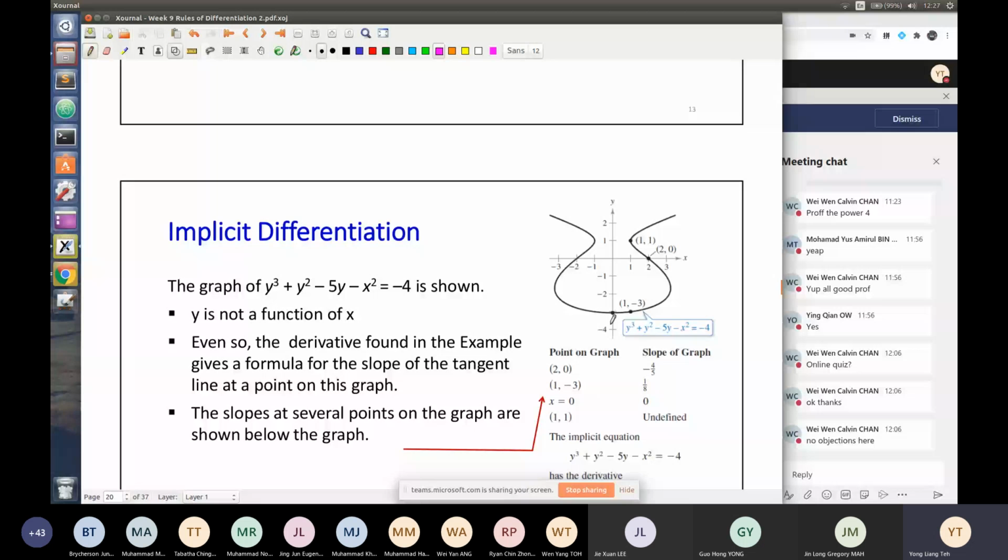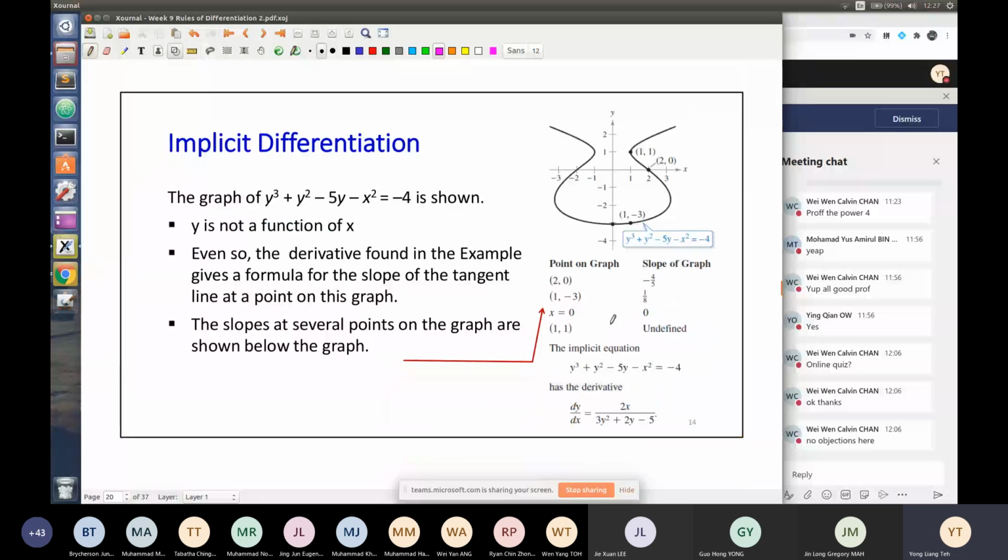So let's apply this. We have the previous example, and we can actually apply the concept to this graph here. The graph of this function that we saw just now looks like this. So y is not a function of x, but you have an equation in terms of x and y, just like the equation of a circle. So the derivative found in the example gives a formula for the slope of the tangent at any point along this curve, because that's what your dy dx or your y prime is actually providing you.